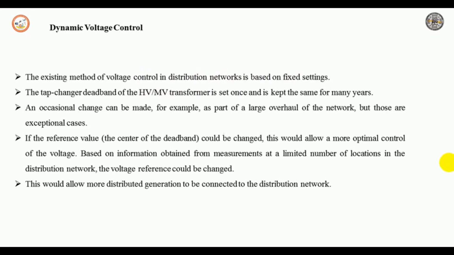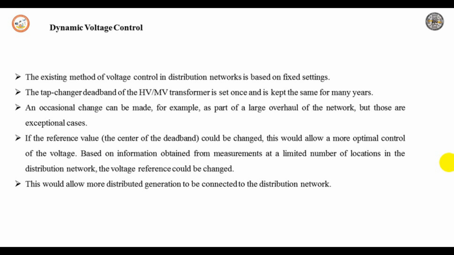Dynamic voltage control. The existing method of voltage control in distribution networks is based on fixed settings. Tap changers and deadbands of HV/MV transformers are set once and kept the same for many years. There will be an occasional change, for example, as a part of a large overall network change. But there are some exceptional cases where the reference value could be changed.